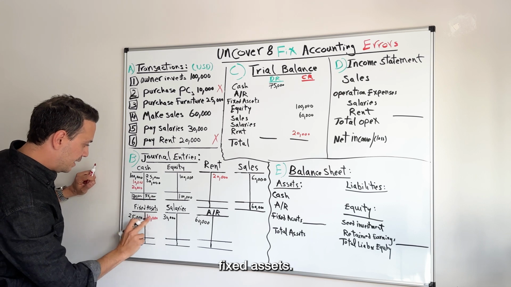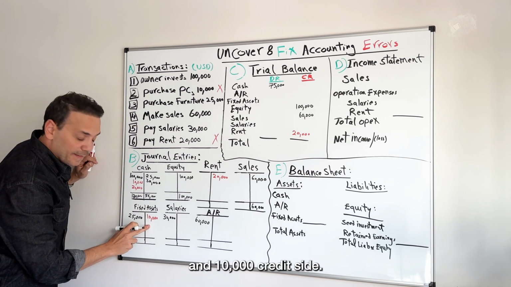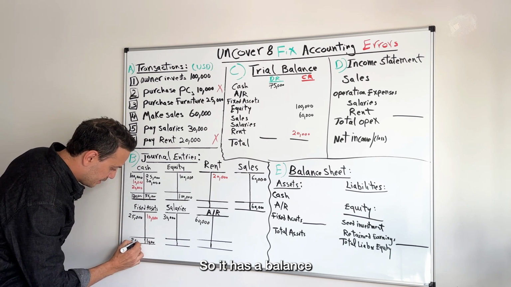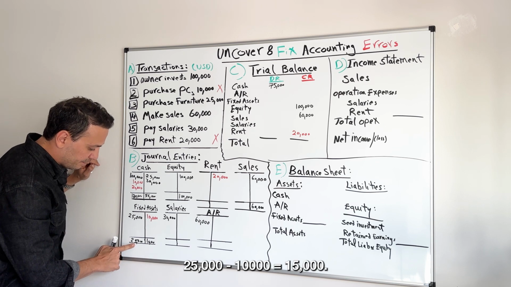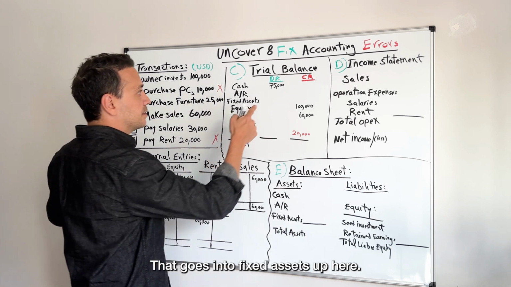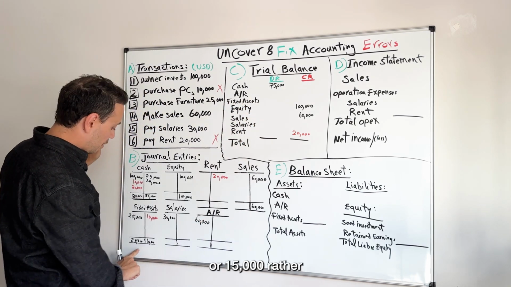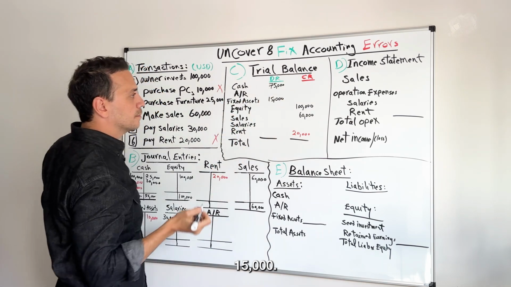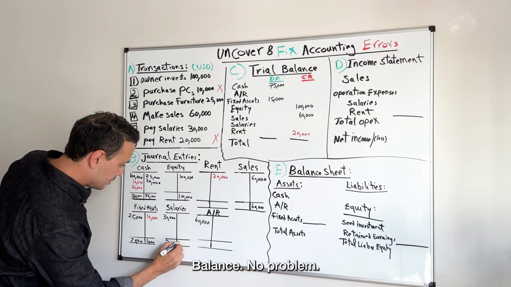Okay. Fixed assets, we got 25,000 on the debit side and 10,000 on the credit side. So it has a debit balance of 15,000, the difference between the debit and the credit. 25,000 minus 10 is 15,000. That goes into fixed assets. Up here, fixed assets, 25,000, or 15,000 rather, 15,000. All right. Salaries, $30,000 balance, no problem.